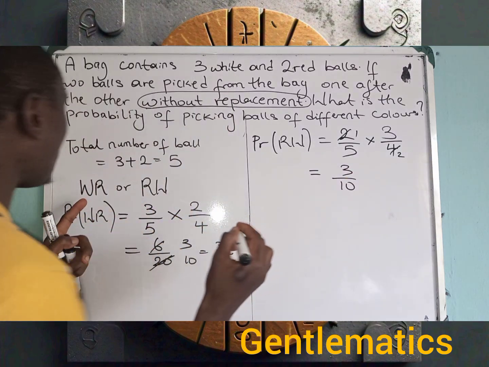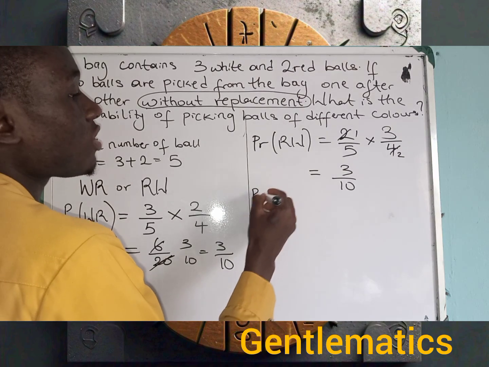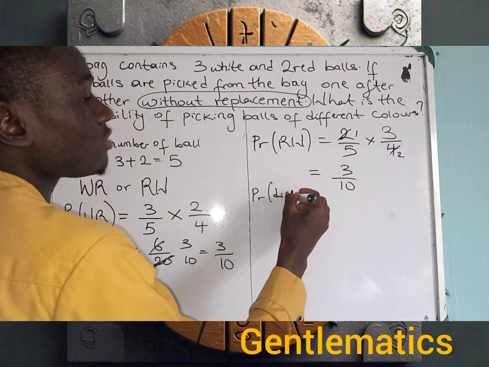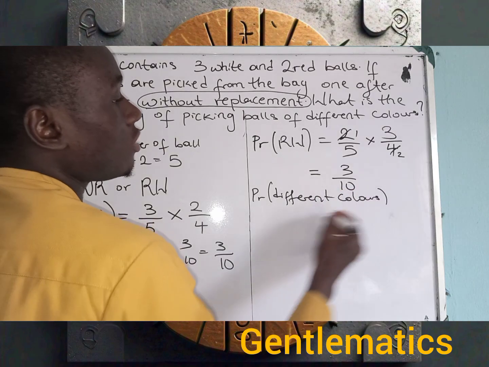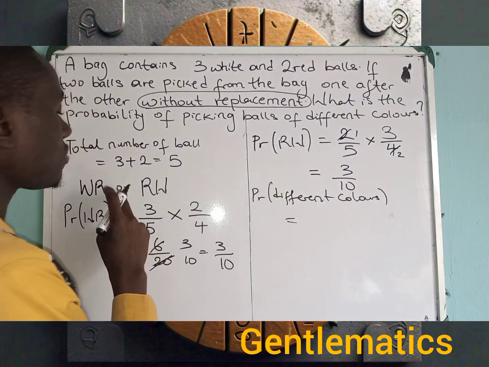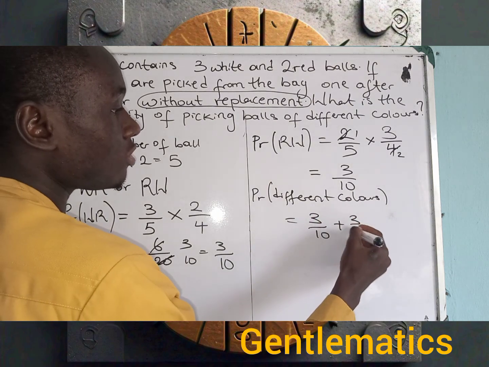So the probability of white, red, or red, white, different color, probability of picking balls of different colors will be equal to, we now add this because of this all here, 3 over 10 plus 3 over 10.